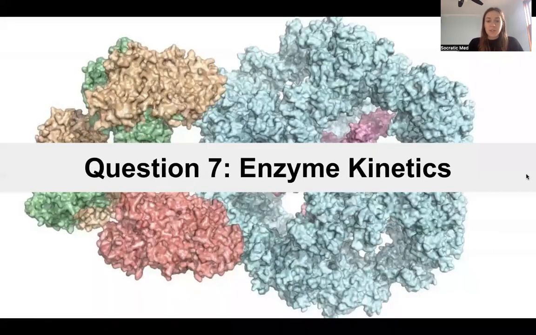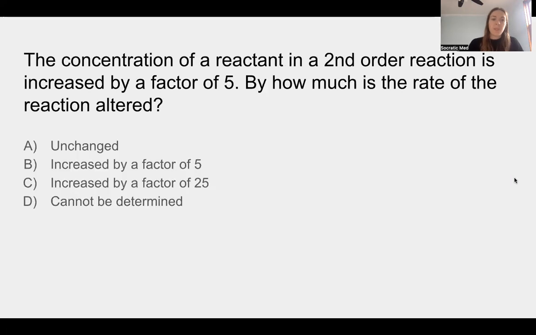All right, question 7, a little bit more on enzyme kinetics. The concentration of a reactant in a second order reaction increased by a factor of 5. How much is the rate of the reaction altered? So take a minute here, pause the video, and answer this question.